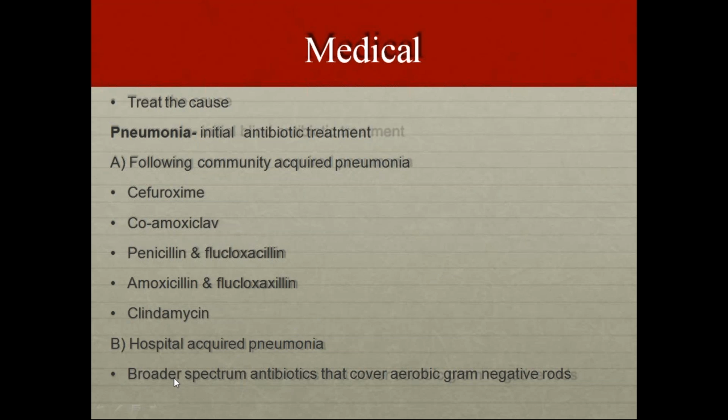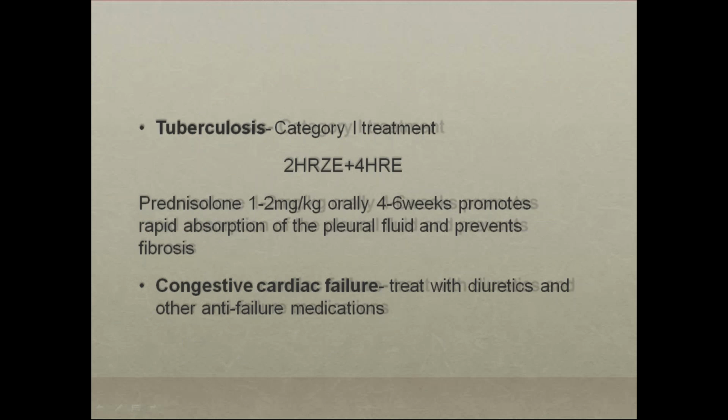In hospital acquired pneumonia, of course, you go for the higher antibiotics. And if it is tuberculosis, you know that you have to give the tuberculosis treatment. And sometimes if there are additions, you can give steroids for a brief period, but those are never the treatment of choice.